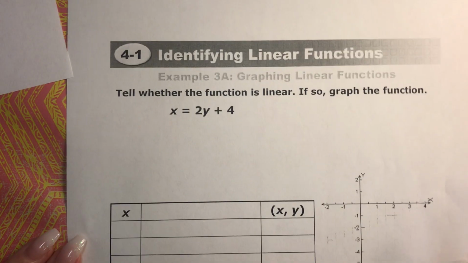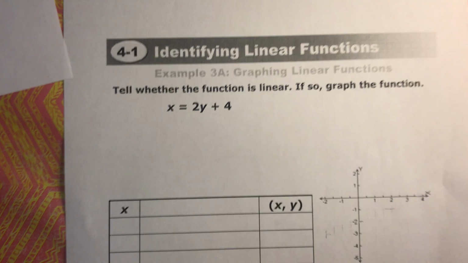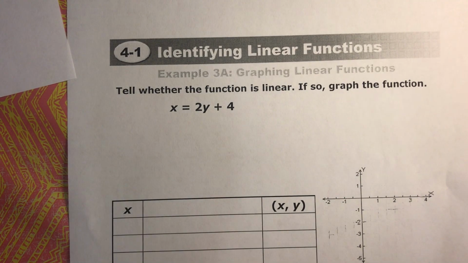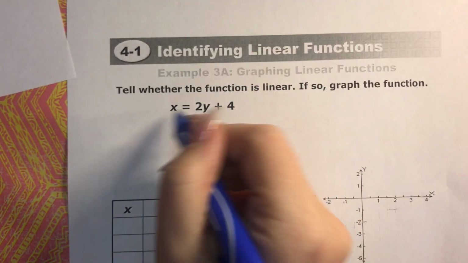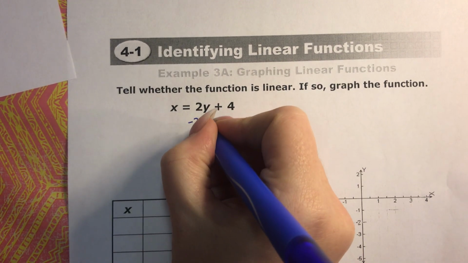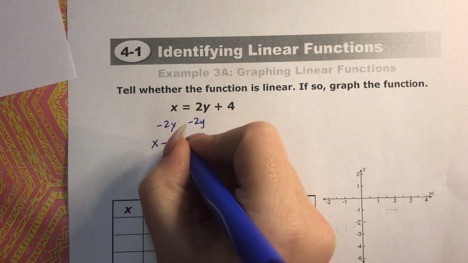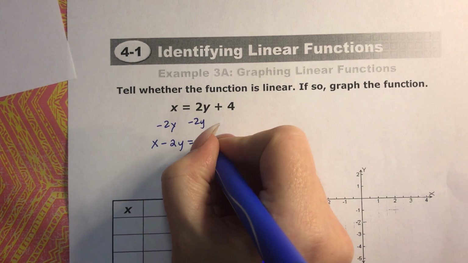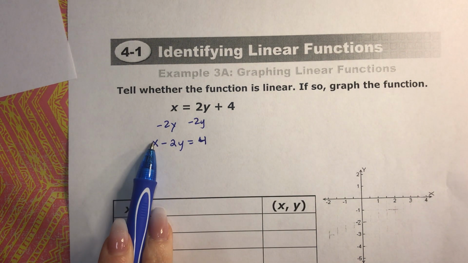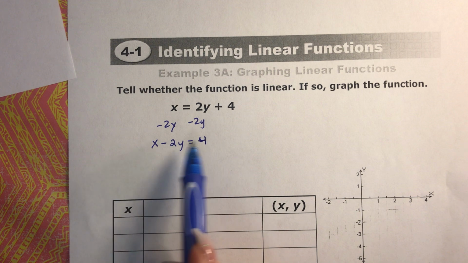3a. So what we're going to do is tell whether this function is linear, and if so, graph it. The first thing I'm going to do is see if I can put this in standard form, right? To do that, I need to get the x and the y on the same side. So I'm going to subtract the 2y from both sides, and I end up with x minus 2y equals 4. Notice that in standard form, the x is always first and then the y. So this can be written in standard form.